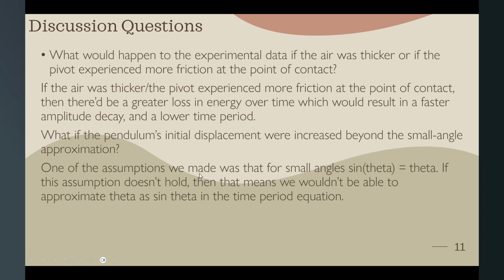Discussion questions. First question: what would happen to the experimental data if the air was thicker or if the pivot experienced more friction at the point of contact? As discussed previously, if the air was thicker or there was more friction, there'd be greater loss of energy over time because of interactions with the air or friction, which results in a faster amplitude decay and a lower time period.